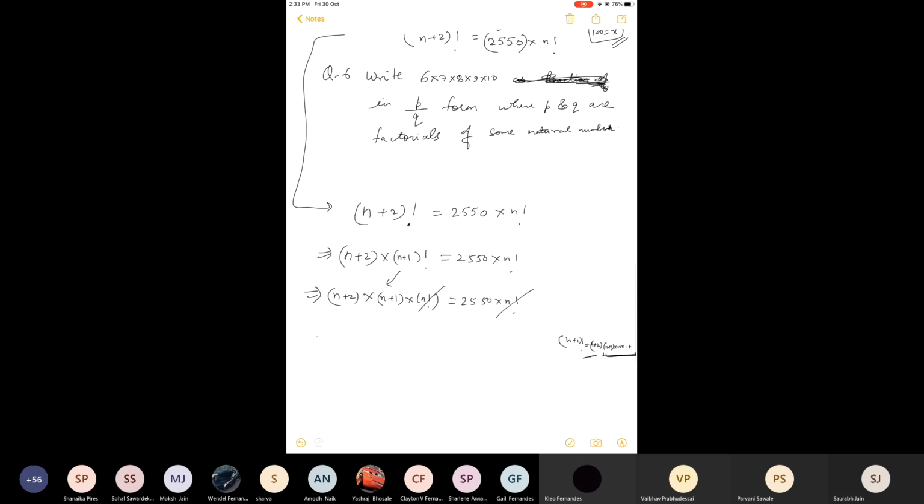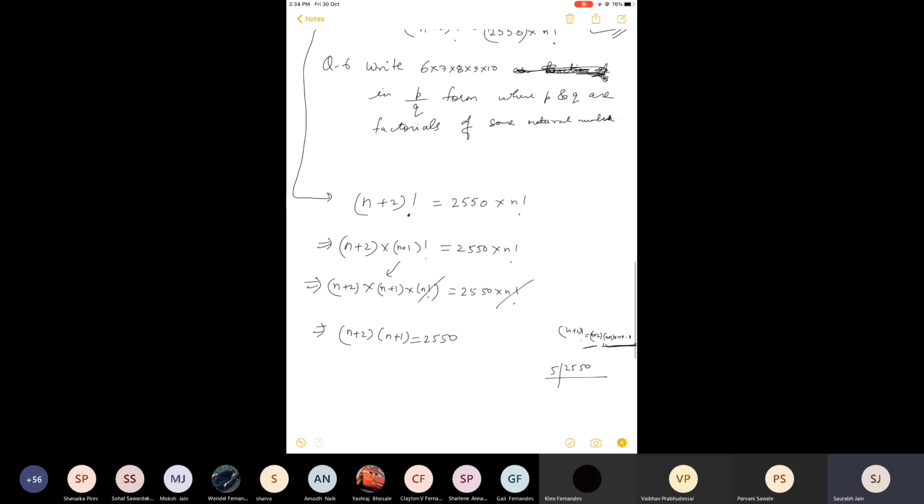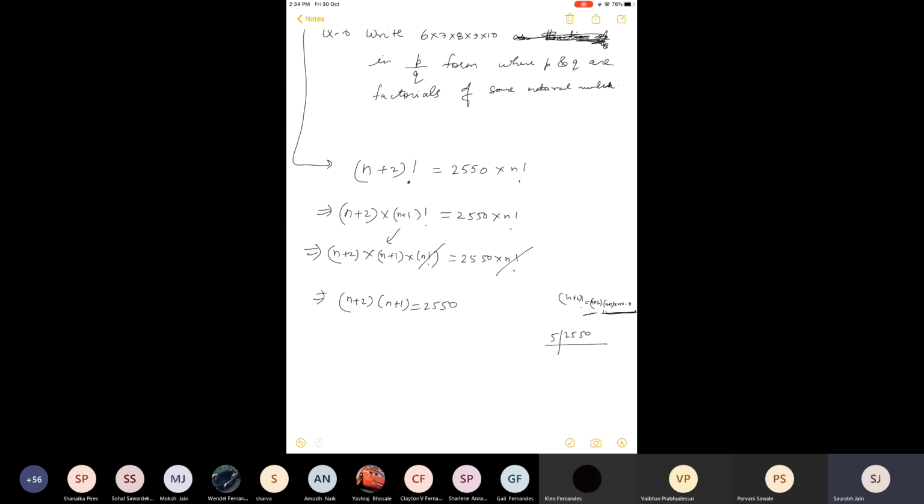After this, a quadratic equation will remain. You already know how to solve it, but I will give you an even simpler method. Do the prime factorization of 2550. Let us divide it by 5 first. It will be 510. Let us again divide it by 5. It will be 102. Now we cannot divide it by 5.